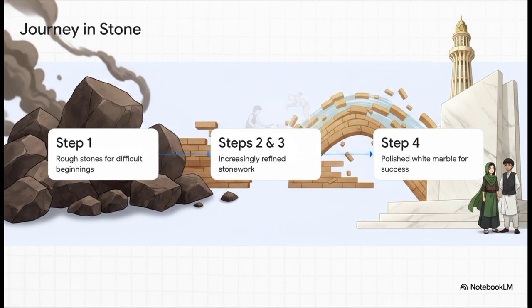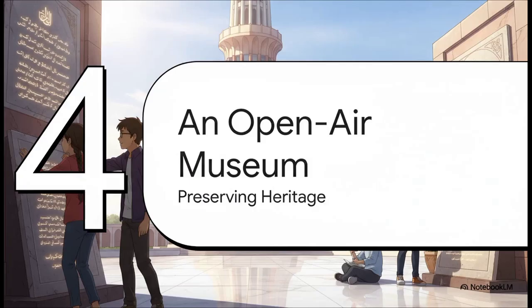At the very bottom, step 1 is made of these rough, unhewn stones. That represents the gritty, difficult beginnings of the freedom movement. As you ascend through steps 2 and 3, the stonework gets increasingly refined. Finally, you reach the top at step 4, and boom, you're met with polished white marble. It's a physical climb that perfectly mirrors the metaphoric journey from a really rough struggle to the gleaming success of independence.